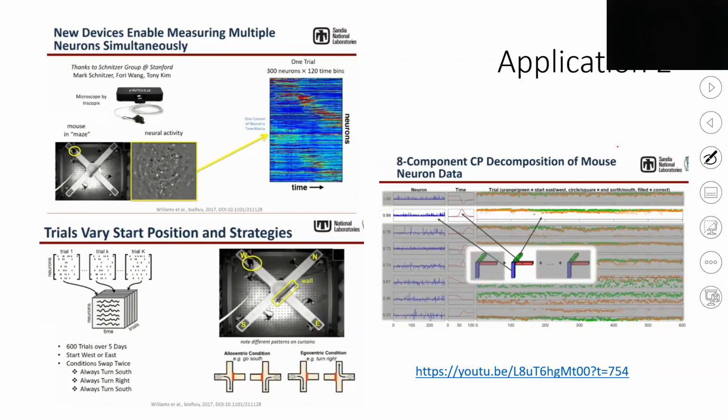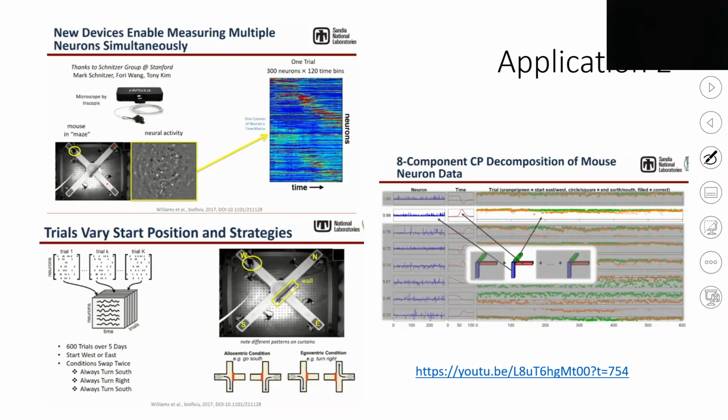So this example is from a mouse neuron study, and they put mice in this cross-shaped maze, and then let them start from either the east, west, north, or south corner of this. And at the same time, they have a record of the neuron activity of the mouse brain.